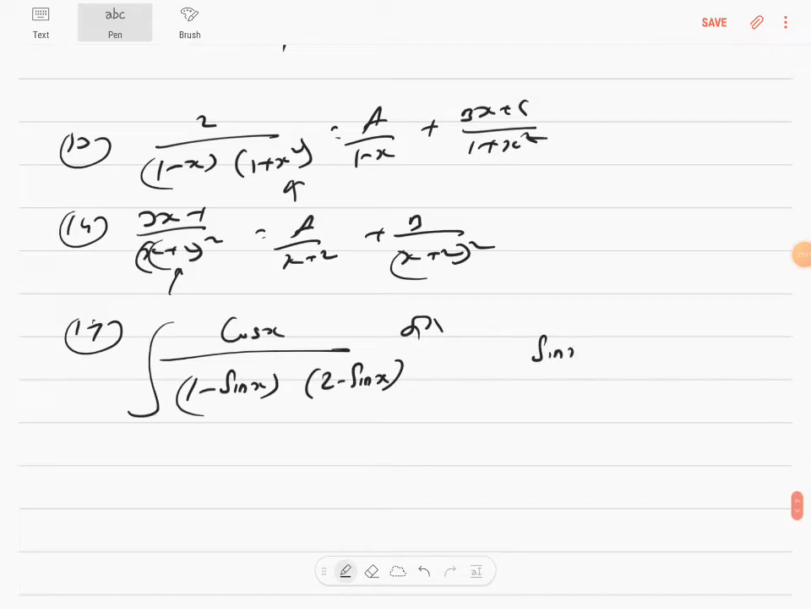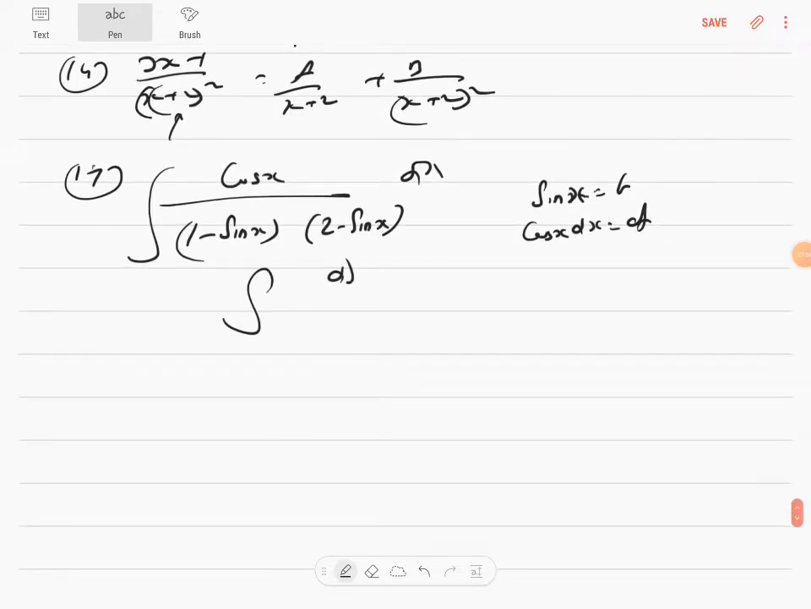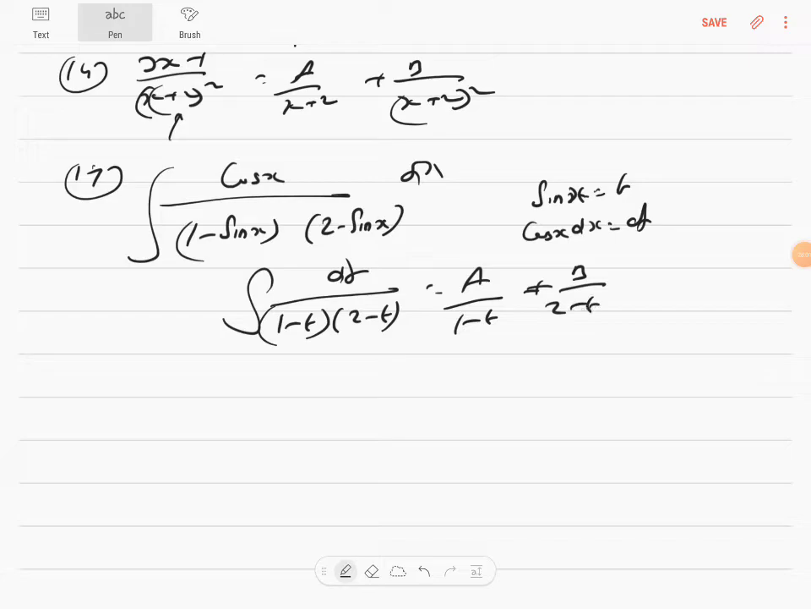If sin x is t, cos x dx is equal to dt. So this becomes a dt by (1 minus t) into (2 minus t), which is a by (1 minus t) plus b by (2 minus t). To find a and b, just take the LCM, and the sum becomes an ordinary partial fraction sum after this.